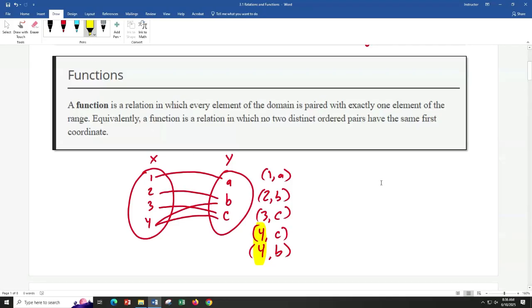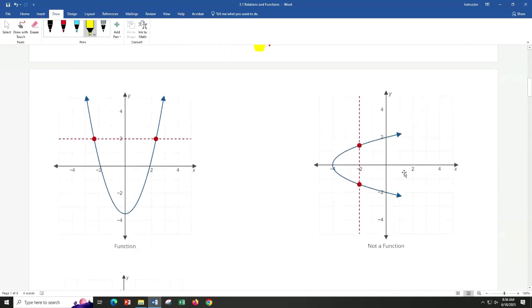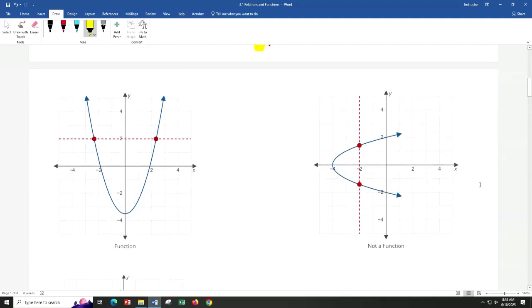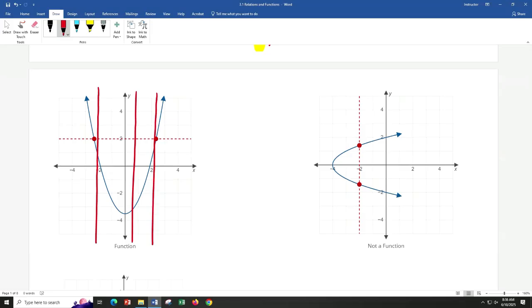What's nice is we have something called the vertical line test. So let's look at these first two. Notice I have one that's called a function and one that's not. The reason the first one is a function is I have a horizontal line there, but notice if I do this, the vertical line test says: if I can draw a vertical line anywhere on this graph and it only hits the graph at exactly one spot, never twice, then you have a function.